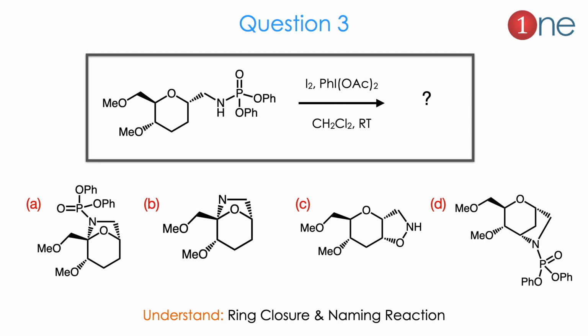Then question number 3. The starting material is a 6-member cyclic ether. Here an ethoxide and a methoxide are there, and an amine attached with a phosphine moiety. Here the reagents are iodine, phosphorus iodine acetate and dichloromethane, and you are using heat. They ask you to find the product. The products are mostly nitrogen-carbon coupling. The nitrogen can attack the nearby carbon or a further carbon. So here you have to understand that ring closure occurs and one naming reaction is involved.